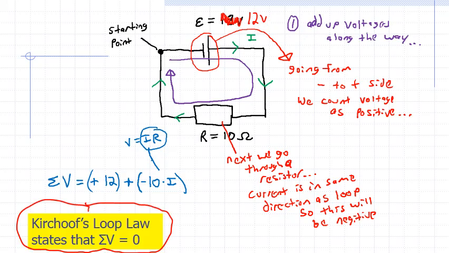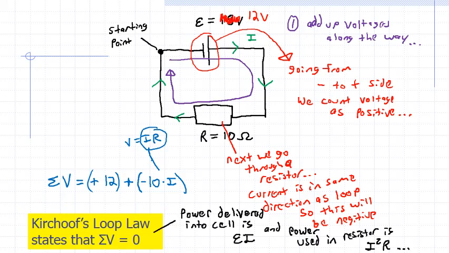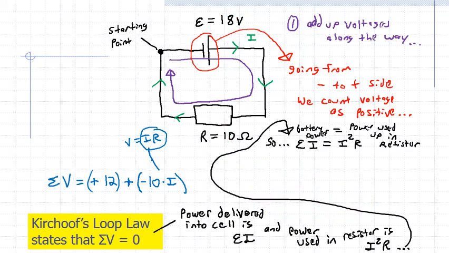So Kirchhoff's loop rule states that the sum of the voltage will add up to be 0. Once you get back to your starting point, they should add up to be 0 because all that voltage is going to be used up. And so therefore, the power delivered to the cell is current times voltage, the EMF times current. Power used is I squared R.